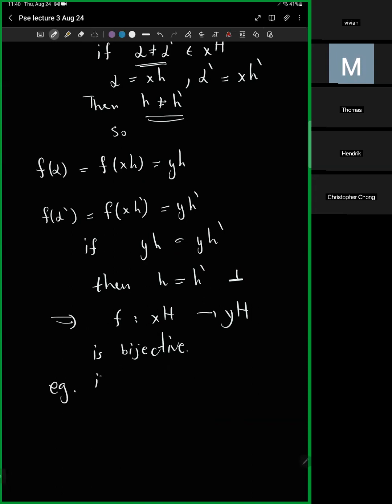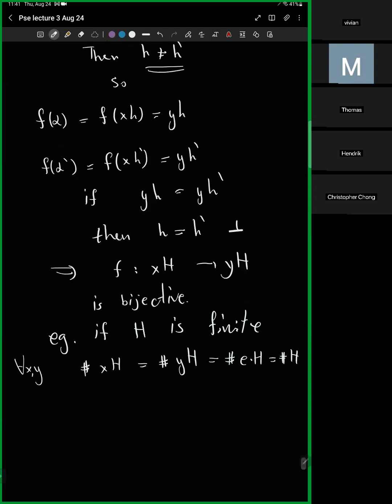E.g., if H is finite, all the cosets are of equal size. The number of elements in xH is going to be the same as the number of elements in yH for any x and y. But if this is true for any x and y, this is also true for x being the unit element. So it's going to be equal to the number of elements in e times H, which is simply the number of elements in H.